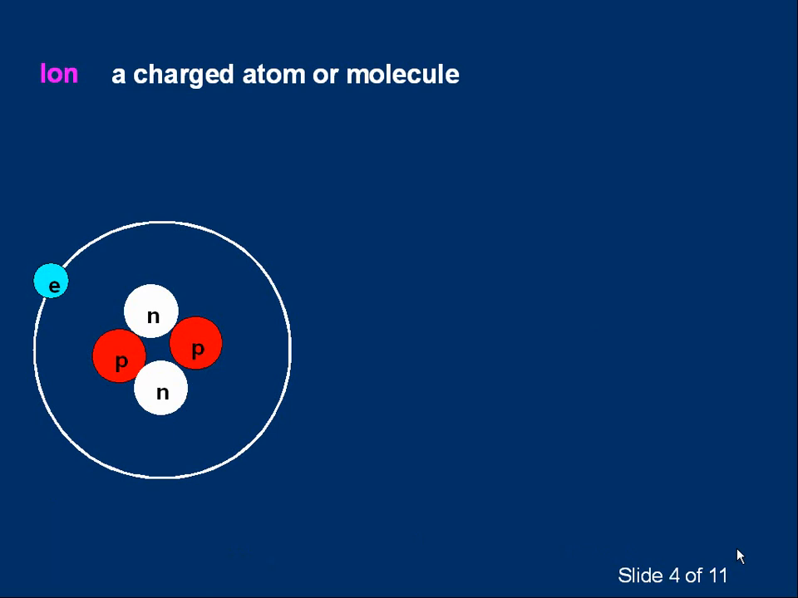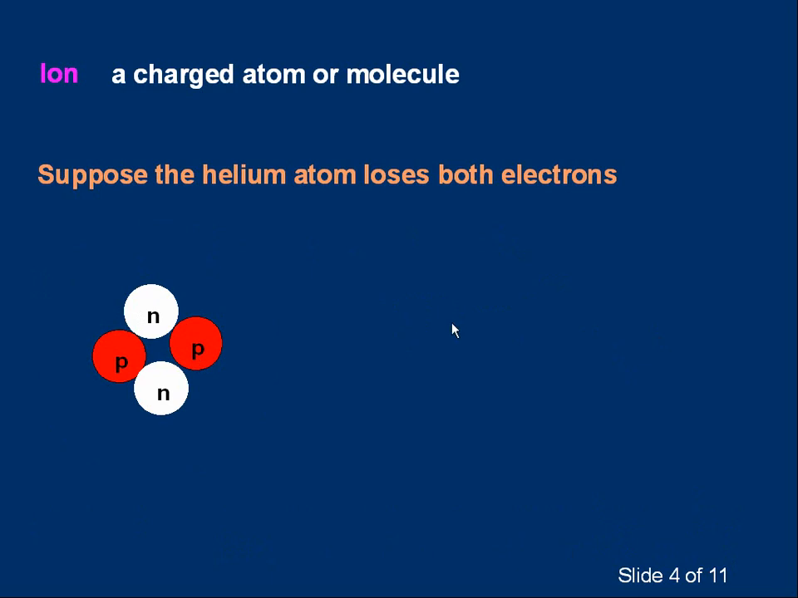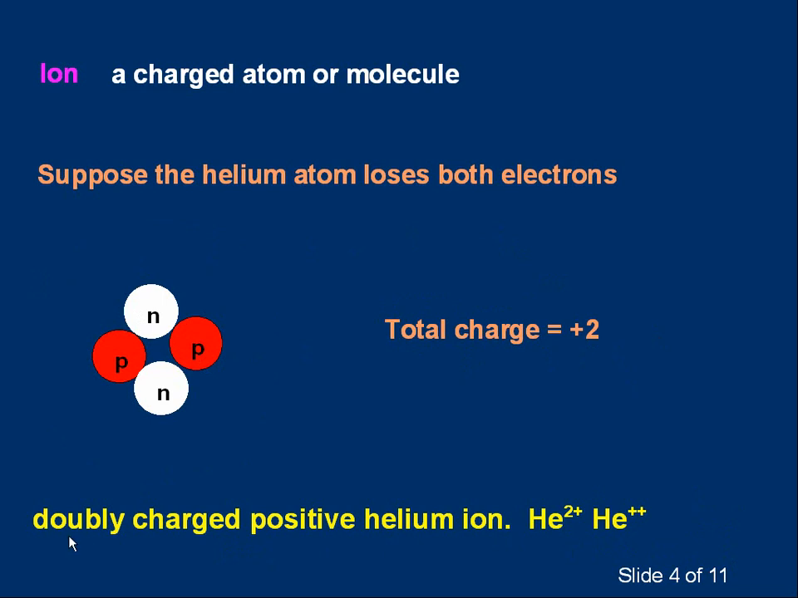Now let's move on and suppose the atom loses both electrons. So let's get rid of the other electron. We're left with the bare nucleus. Of course the total charge is now +2 relative units. And we call this a doubly charged positive helium ion. Why doubly charged? Because it's got 2 relative units of charge, which are positive. It's still a helium ion. Symbol, we could write He, and on the top right 2 plus. Some people put a double plus sign like that, but I think it's a bit untidy. 2 plus is good.